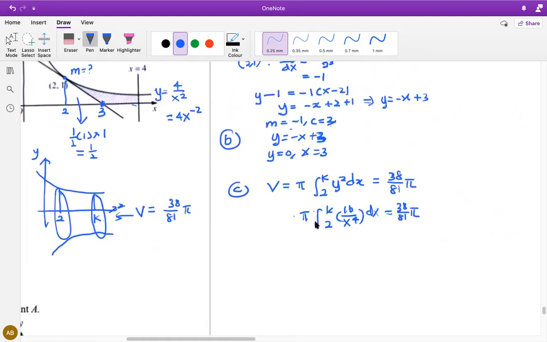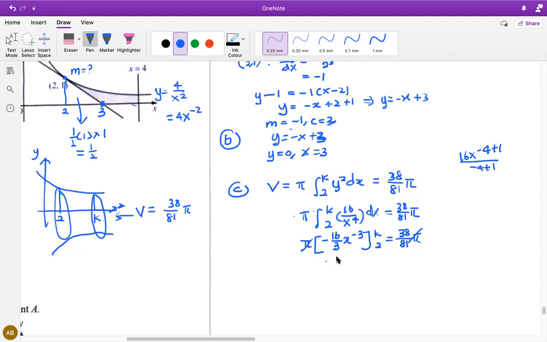I think you can solve it already by yourself. So this one is 16 x to the power negative 4, so you add 1 to the power, negative 4 plus 1. Therefore we will get pi times negative 16 over 3 x to the power negative 3 from 2 to k, equals 38 over 81 pi. So substitute the value in. Pi and pi cancel out.